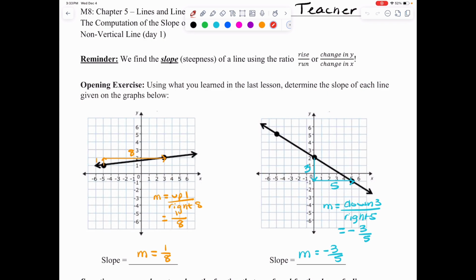For the graph on the left, reading from left to right, I would have to go up 1 block and to the right 8 blocks to get to my next point. Up 1 would be positive 1, right 8 would be positive 8, which makes my slope 1/8. In the graph on the right, reading it from left to right, it doesn't matter which 2 points you use here, but pick 2 that were plotted. We are going to go down 3 and to the right 5. So down 3 would be -3, right 5 would be +5. So that is -3/5 for a slope.